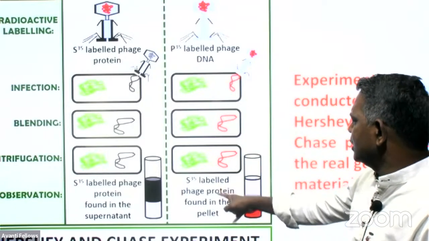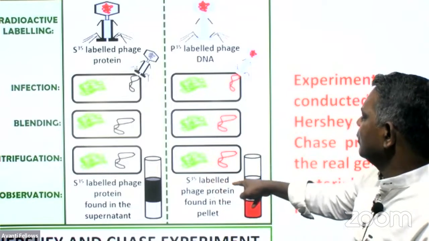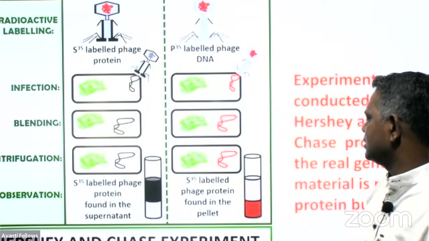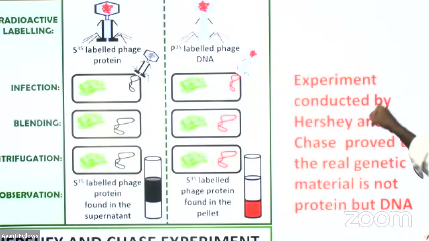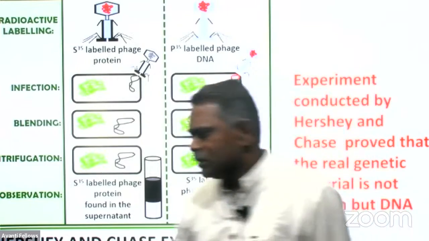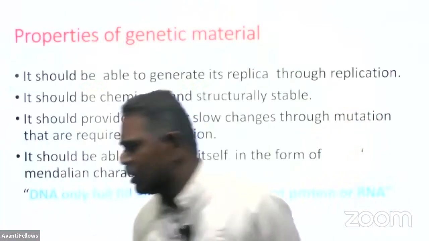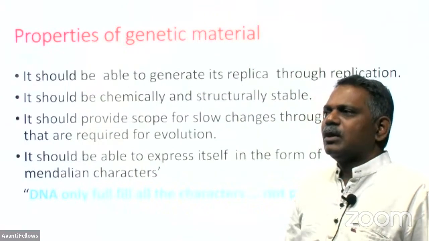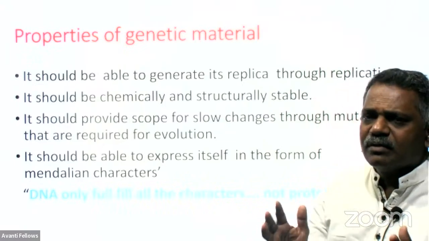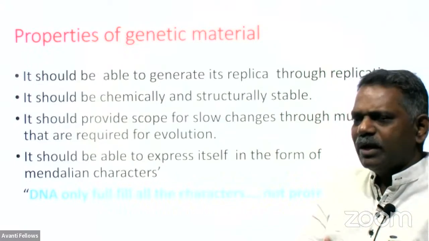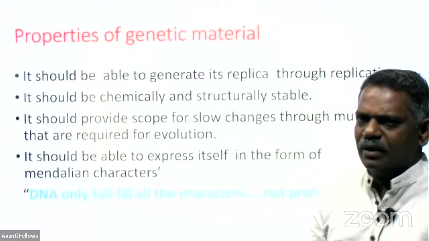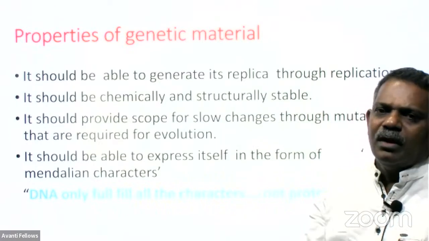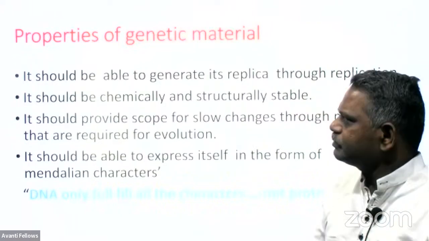And after centrifugation, they found the S35 labeled phage protein, where was it found? Not inside the cell. This experiment conducted by Hershey and Chase proved that the real genetic material is not protein, it is DNA only, because protein is not at all taken inside at the time of infection. It is only for protection. It does not determine the characteristic features of the individual; that is determined by the genetic material, which is DNA only. The protein coat is only for its protection.